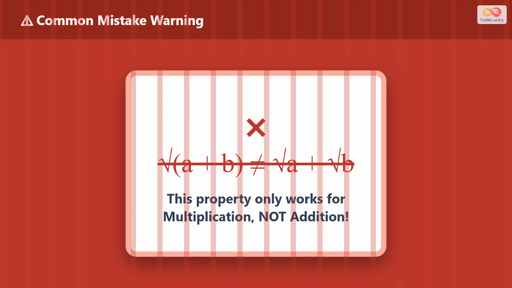Please be careful. A very common mistake is trying to apply this rule to addition. The square root of a plus b is not equal to the square root of a plus the square root of b. This property works strictly for multiplication, never for addition.